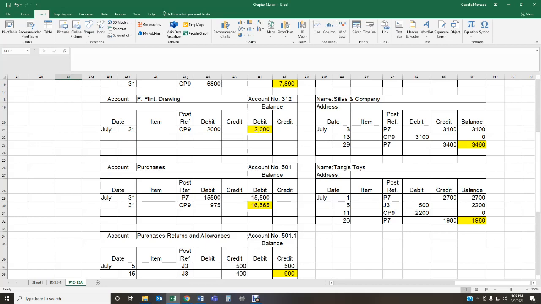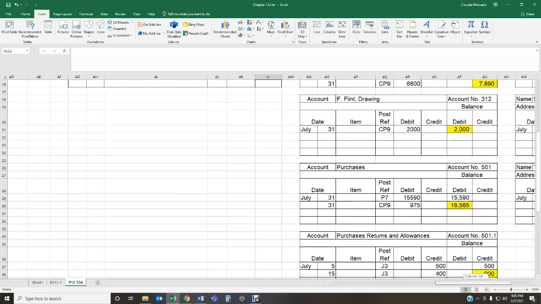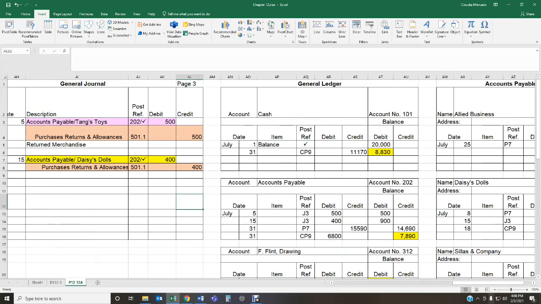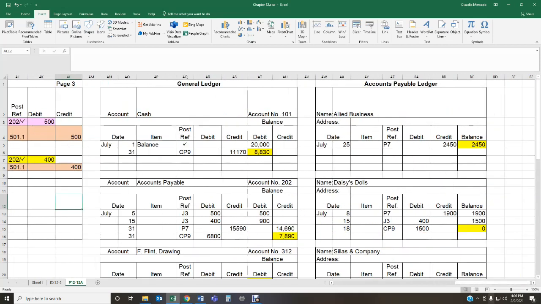It is confusing because we're posting to three different journals: the purchases journal, the cash payments journal, and the general journal. So you need to figure out in which journal the transaction belongs. You have to keep track of the returns, you have to keep track of the payments, and once you're done posting, you have to update your general ledger and your accounts payable ledger, and then calculate the ending balances for each. So it is time consuming. Be very careful that you don't forget a number because that will throw you off.